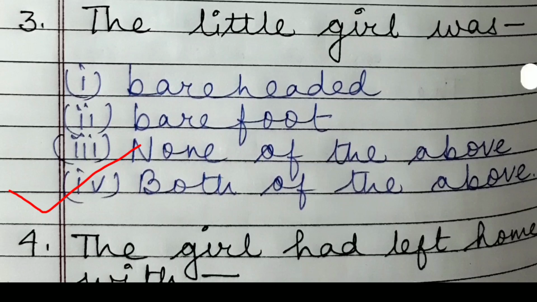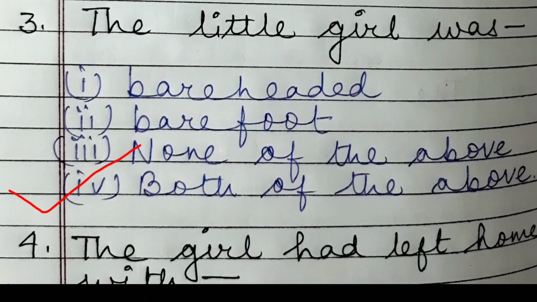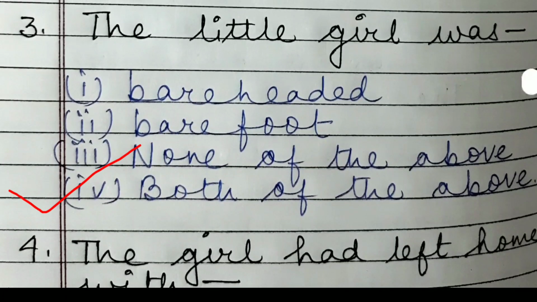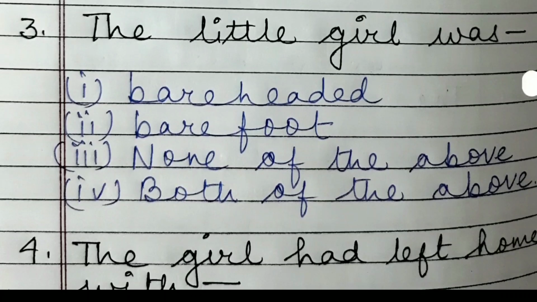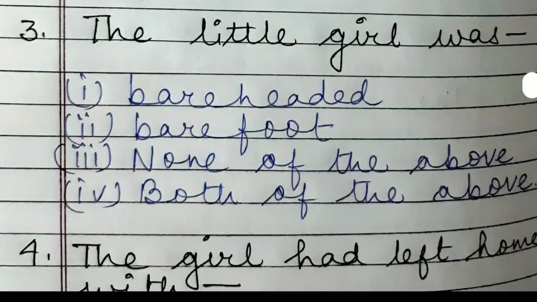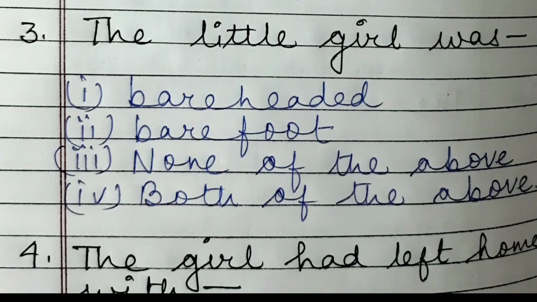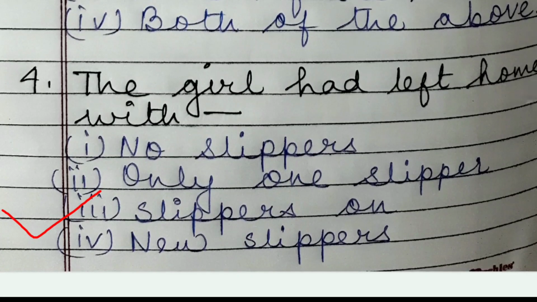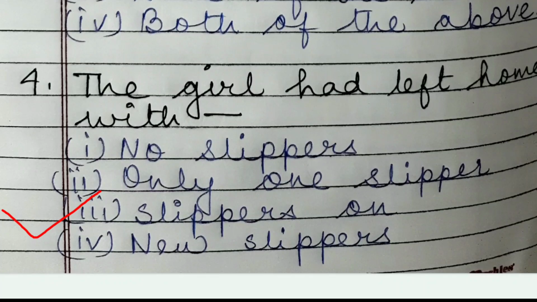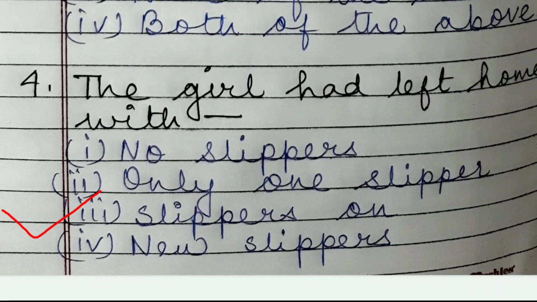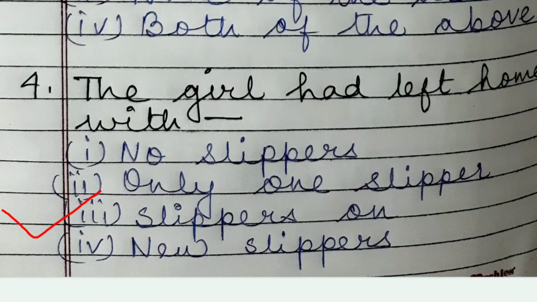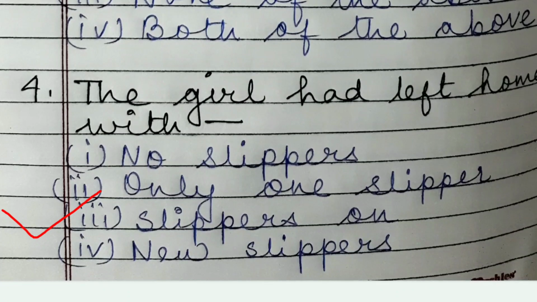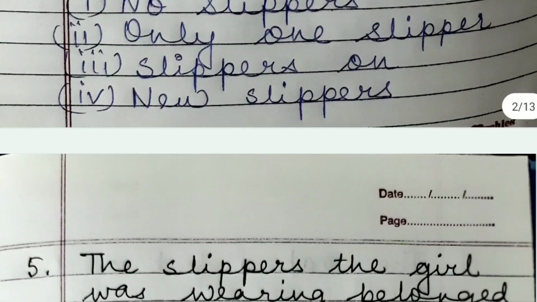Because the little girl was bareheaded as well as barefoot. That is, she had nothing to cover her head as well as her feet, and that is why she was extremely cold. Next, question number 4. The girl had left home with: option 1, no slippers, option 2, only one slipper, option 3, slippers on, option 4, new slippers. The right answer is option 3, slippers on. When the girl had left home, she had her slippers on, which she lost on her way, and her feet started turning red and blue with cold.